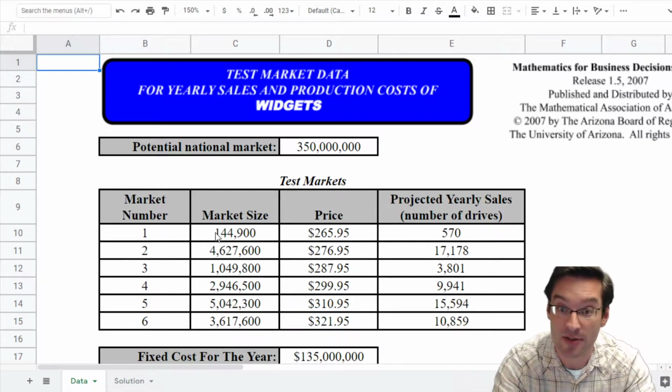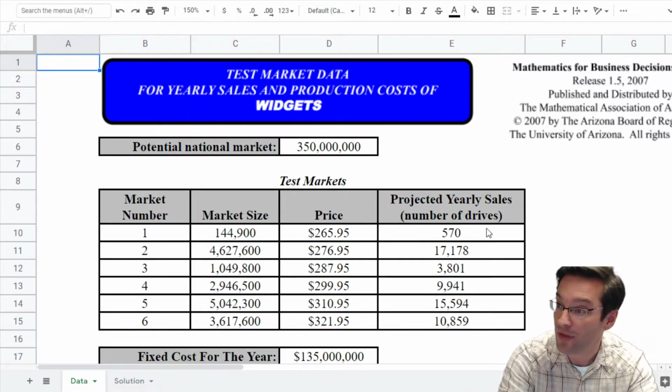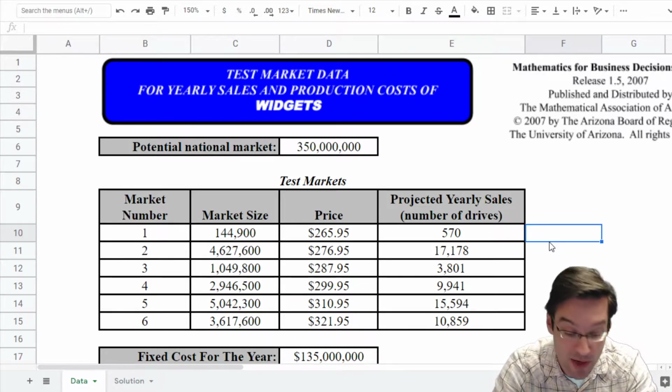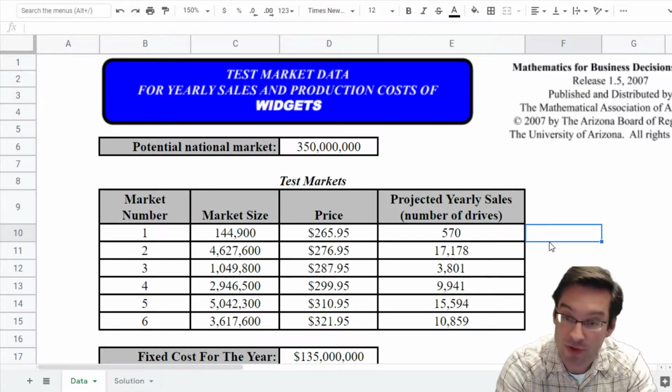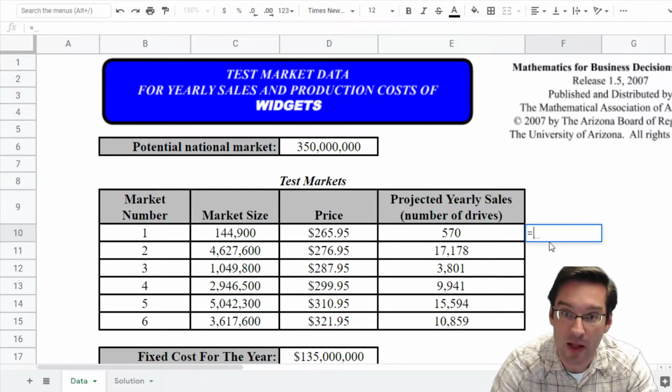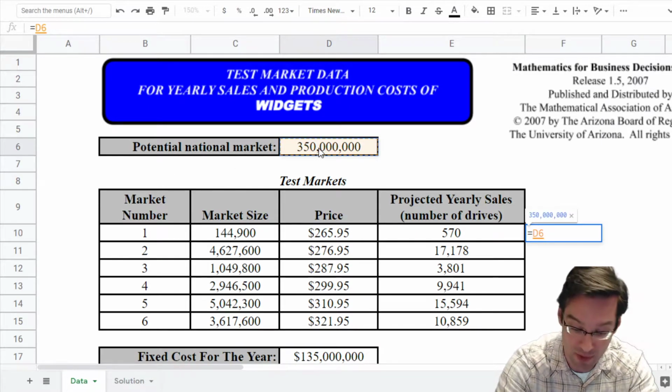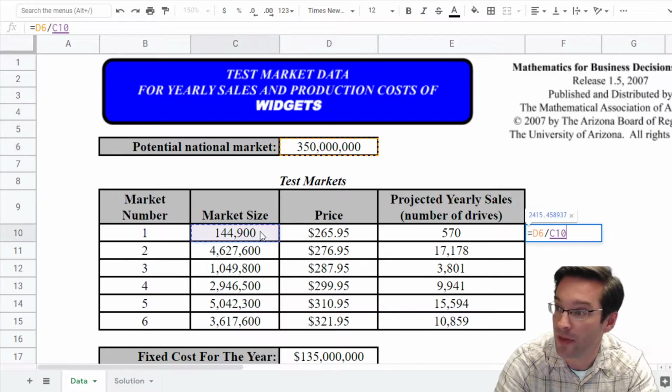So this is just an exercise in proportional reasoning, scaling up the values of my market sizes and my market sales from the small market size to the national market size. If you're using Excel, and I recommend using Excel for this project, the easiest way to do that is by figuring out, first of all, how much larger than the test market is my national market. So 350 million is how many times larger than 144,900? Well, that's just the ratio, 350 million divided by 144,900. Okay.